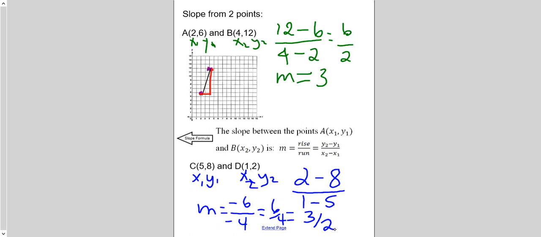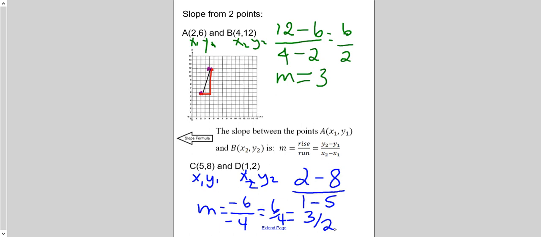Now we leave our slopes as fractions, rise over run. We don't change them into a decimal. It's not necessary. It'll actually help us when it comes to some graphing of some lines that we're going to do later on in the next unit. So leave it just as 3 over 2.